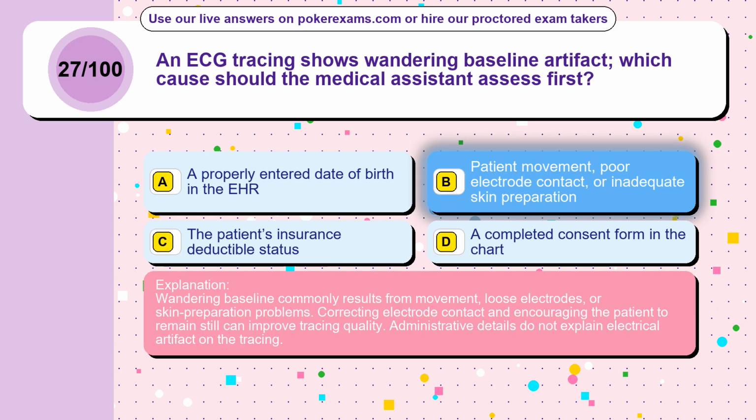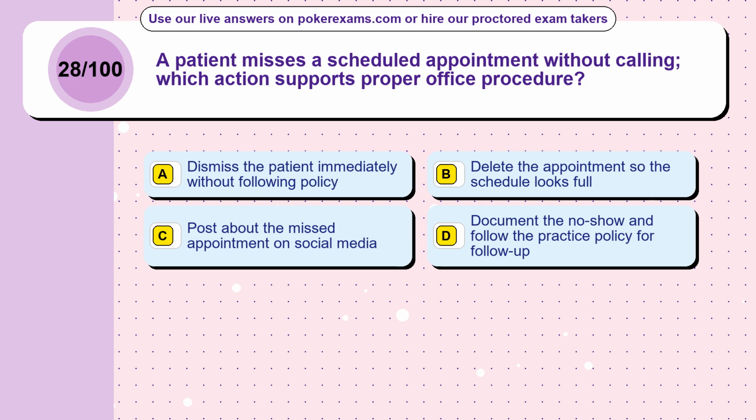Wandering baseline commonly results from movement, loose electrodes, or skin preparation problems. Correcting electrode contact and encouraging the patient to remain still can improve tracing quality. Administrative details do not explain electrical artifact on the tracing. Question 28. A patient misses a scheduled appointment without calling. Which action supports proper office procedure?